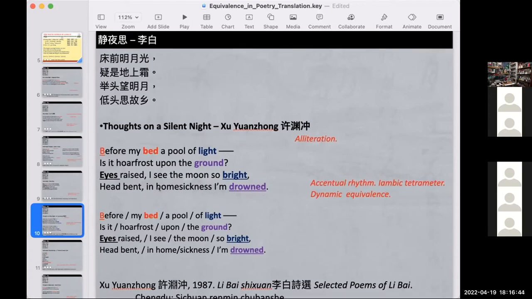So this is, I would say, accentual rhythm. When I analyze this rhythm, I would say this is accentual. Why is it accentual? Because the iambic foot is very clear. It's very clear before my side. The accent is very clear. So this is accentual rhythm.